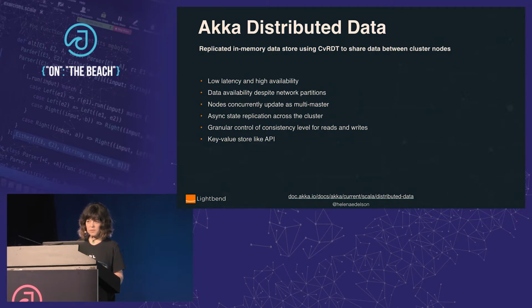And so Akka distributed data is built on CRDTs, a replicated in-memory data store using state-based CRDTs, so CvRDTs, where it's low latency and high availability, where you have much more granular control over the consistency level between reads and writes. It's very easy to configure that, and the API is like a key-value store.